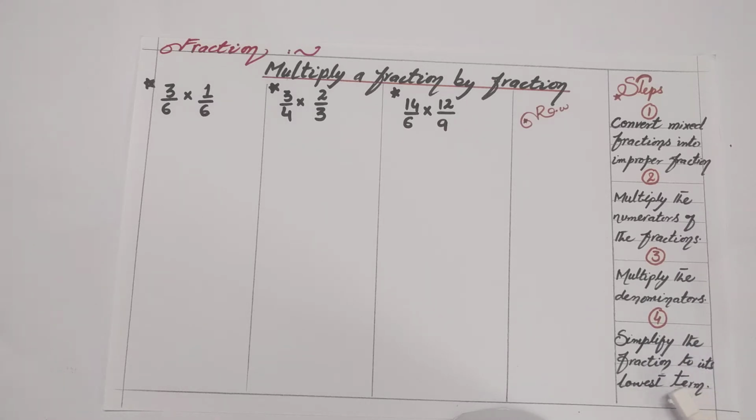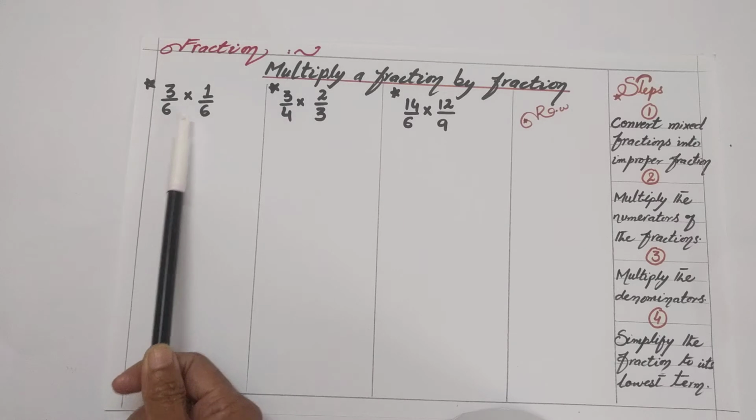As I told you earlier, if your fraction answer is not in the lowest form, then you have to reduce it into the lowest form by dividing it by the highest common factor. And what is the lowest form of the fraction? That the common factor of the numerator and denominator should be only 1. Let's start the first example.